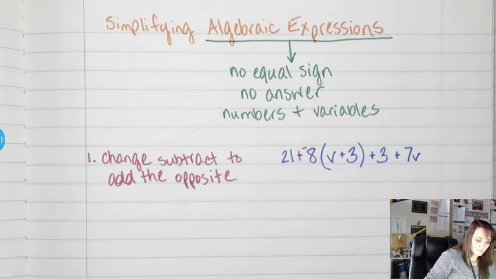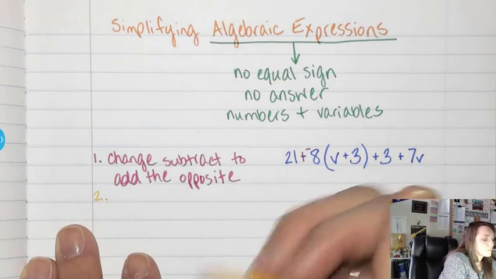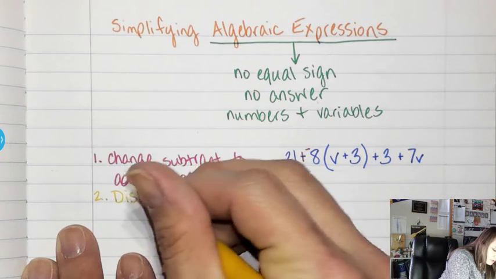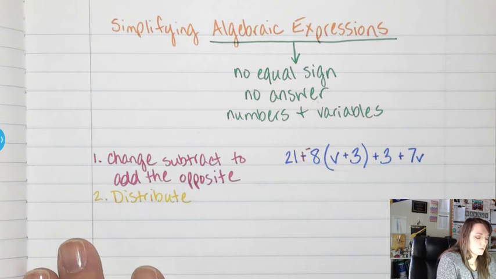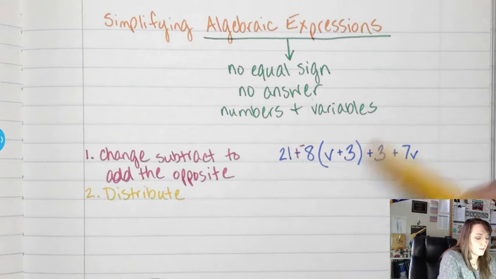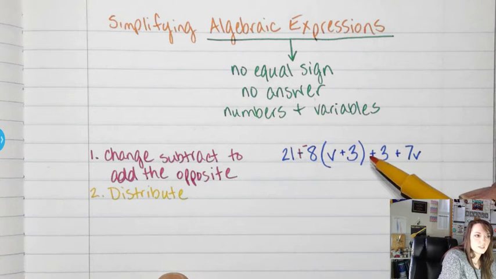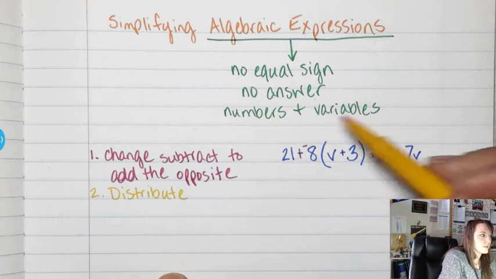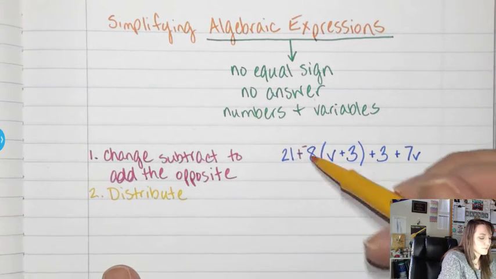Second step. Step 2 is distribute. What that means is if there is a number being multiplied by something in parentheses, this means that there are negative 8 groups of v plus 3. So that's a negative group of v plus 3, a negative group of v plus 3, 8 times. So I have to represent that.